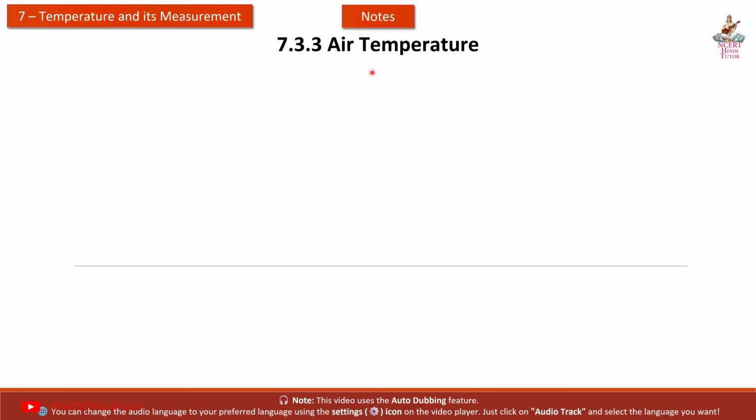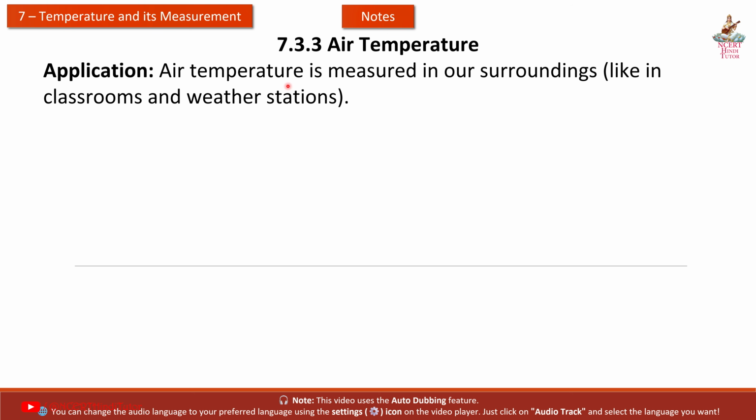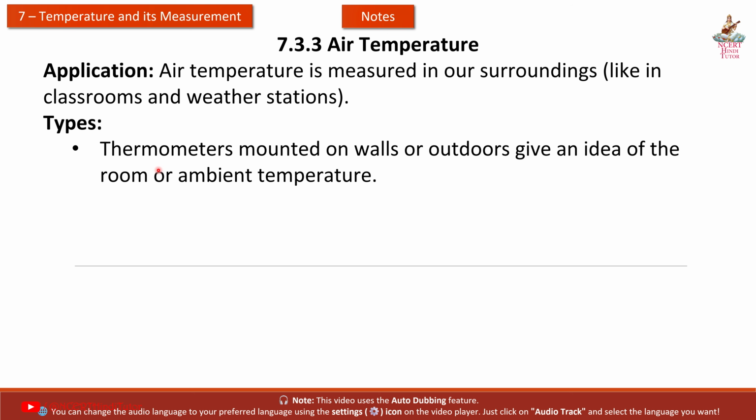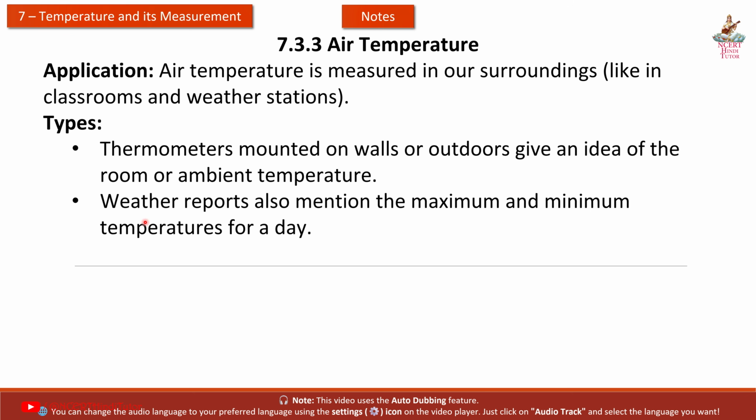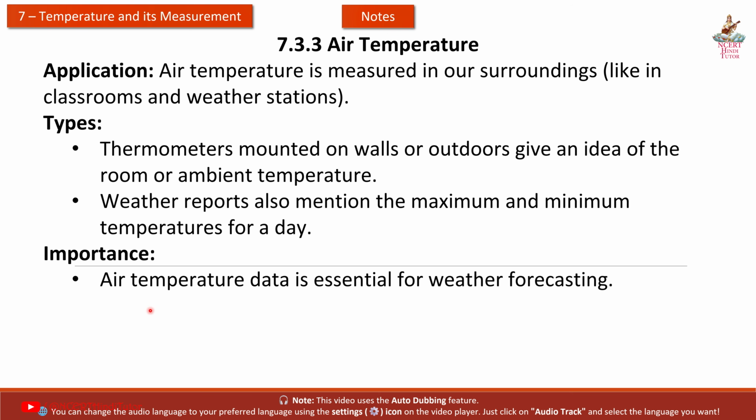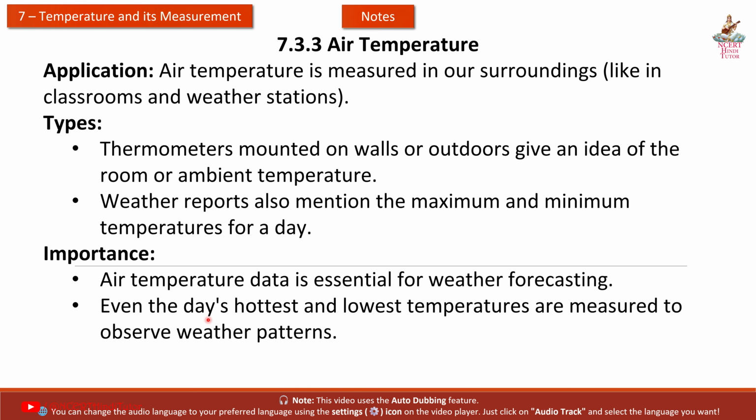7.3.3 Air temperature. Application: air temperature is measured in our surroundings, like in classrooms and weather stations. Types: thermometers mounted on walls or outdoors give an idea of the room or ambient temperature. Weather reports also mention the maximum and minimum temperatures for a day. Importance: air temperature data is essential for weather forecasting. Even the day's hottest and lowest temperatures are measured to observe weather patterns.